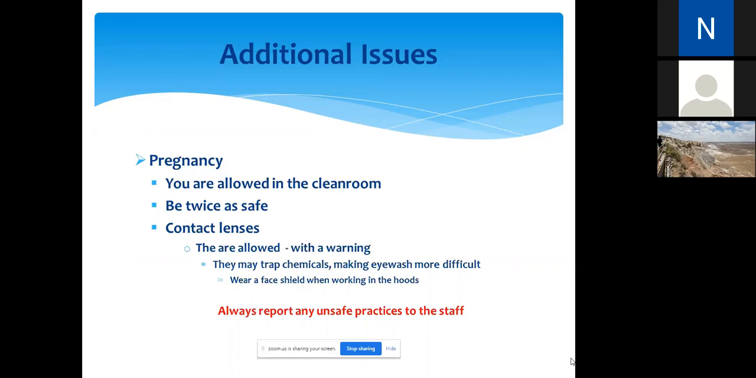Contact lenses. I'm not going to tell you not to wear contact lenses. That's between you and your experiment and your mentor. However, you have to know that if you're working with things that fume or that release fumes, the fumes can be trapped between your lenses and your eyeballs. So you should be aware of that before you determine whether you want to wear contact lenses or you just want to wear glasses on the day that you want to use the clean room.